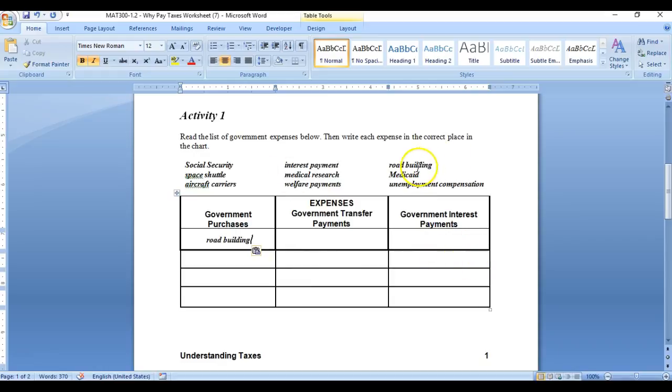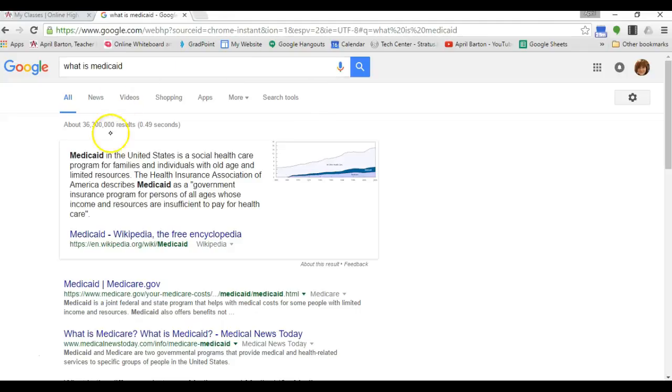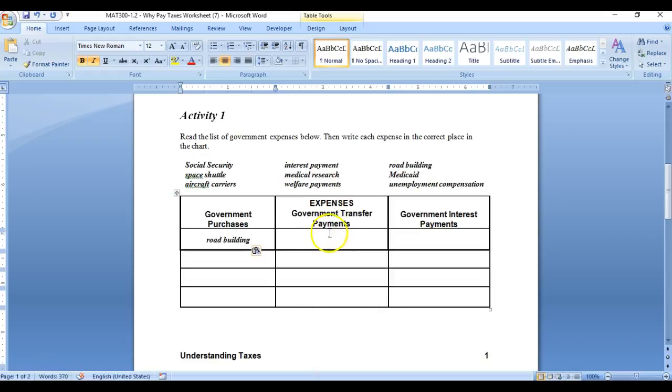If you're not sure what the word means, like Medicaid, just Google it. So I already put this into Google. Google says Medicaid in the United States is a social health care program for families and individuals with old age and limited resources. So basically the government gives old people money to help take care of their health as they get older. So that would go under government transfer payments.